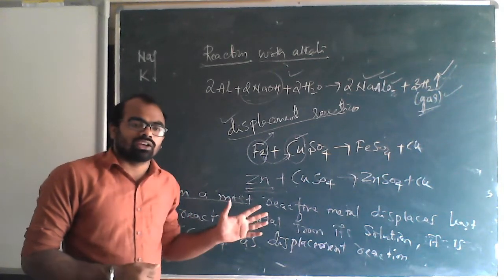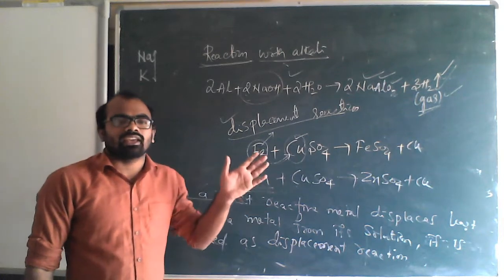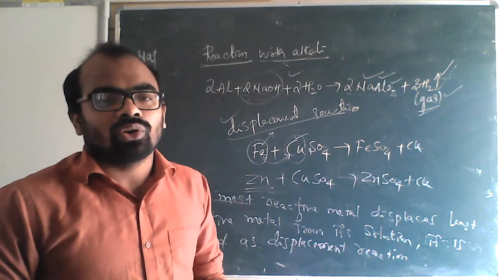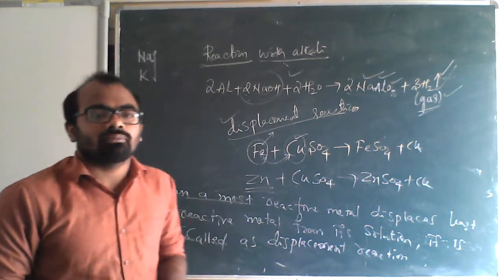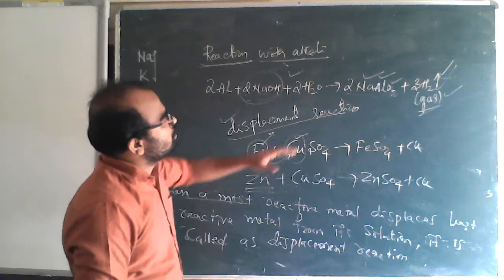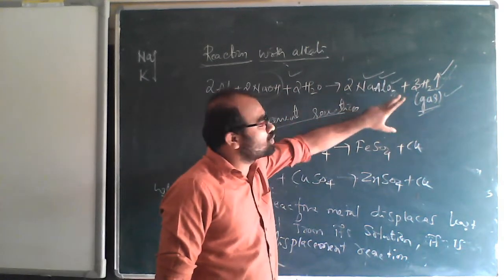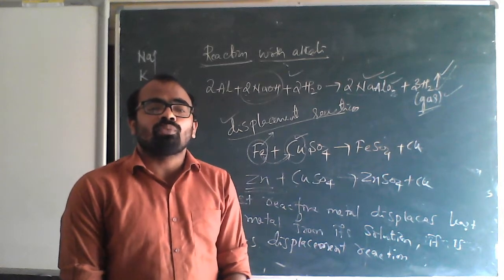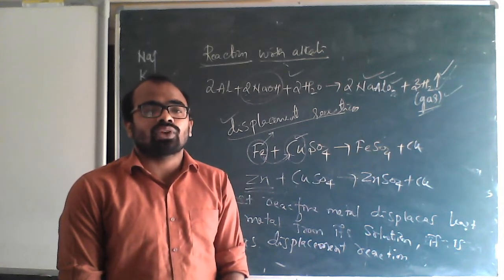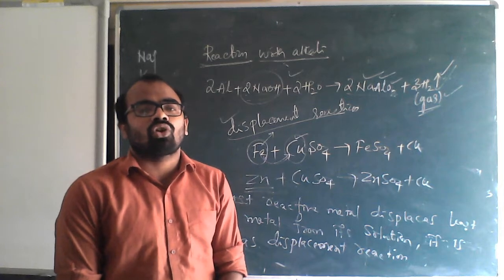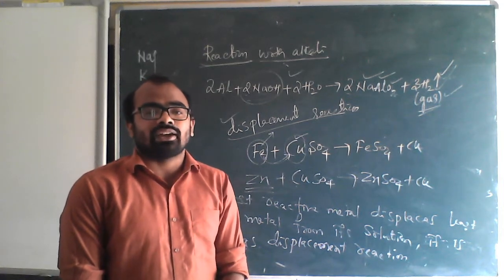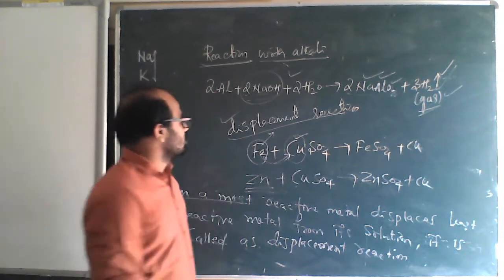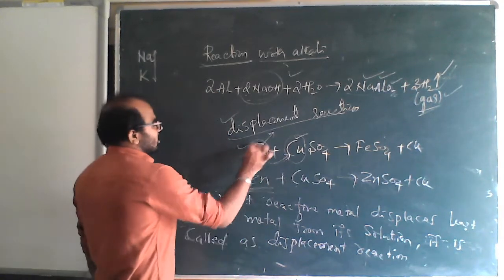So reaction with alkali. Alkali means Na, K. These kinds of metals are called alkali metals. So 2Al plus 2NaOH plus 2H2O gives 2NaAlO2 plus 3H2. That means 2 times sodium aluminium oxide along with H2 gas. Hydrogen gas is liberated.